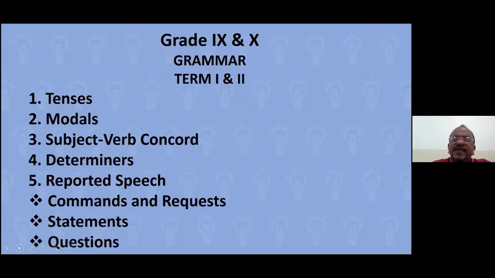Grammar for 9 and 10 is the same: tenses, modals, subject-verb concord, determiners, reported speech, commands, and request statements. And as information, I tell the parents, for the first 4 parts, including determiners, I have given 100 sentences as MCQs.